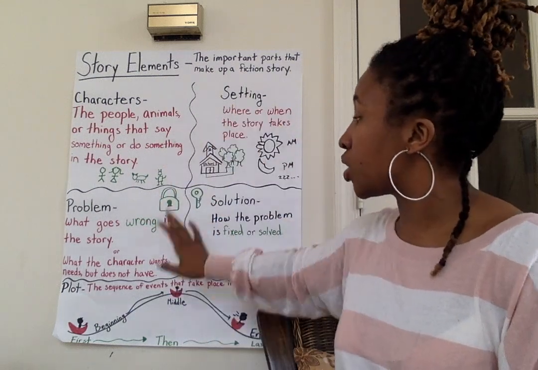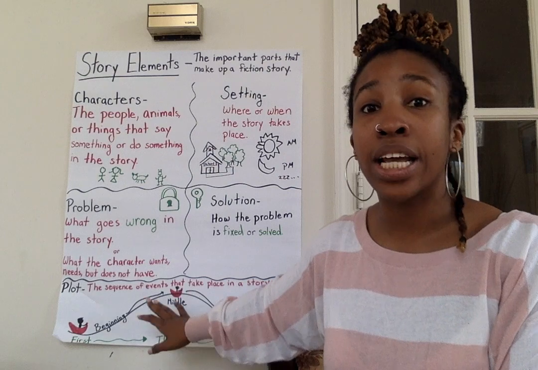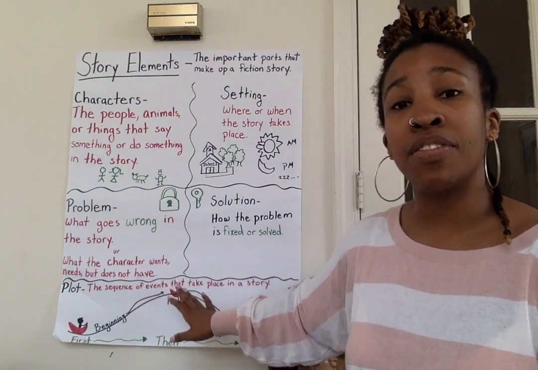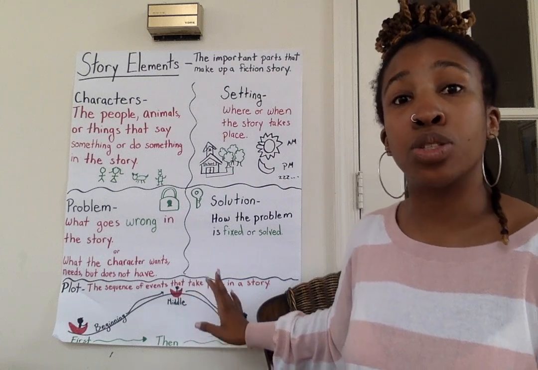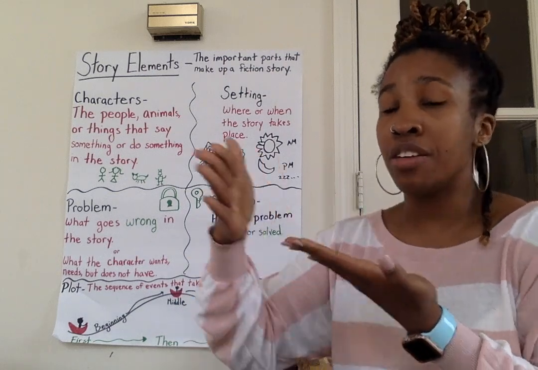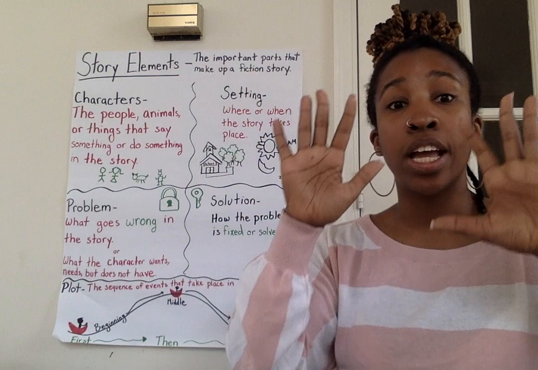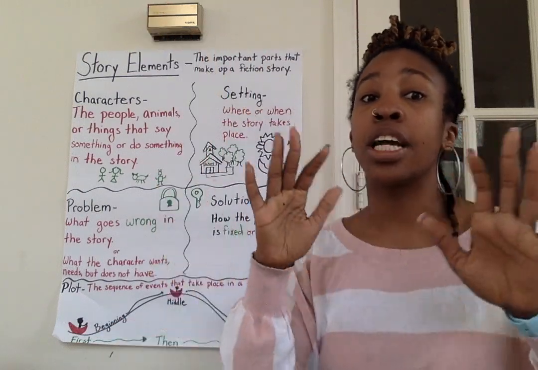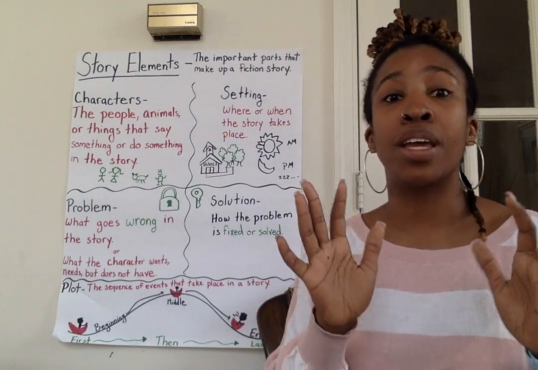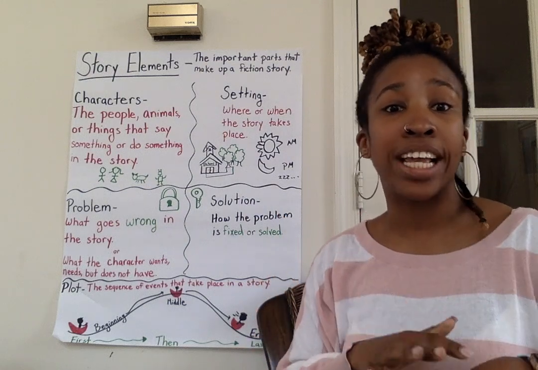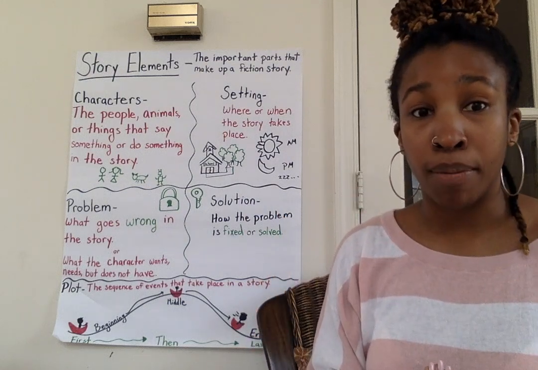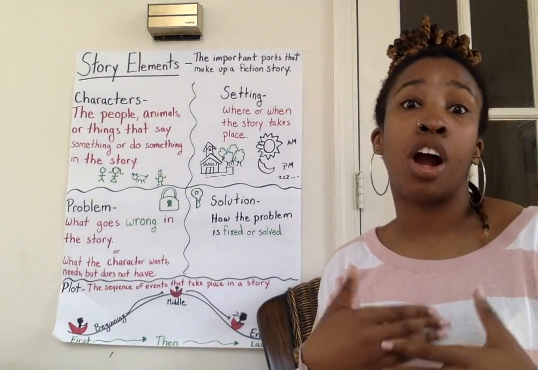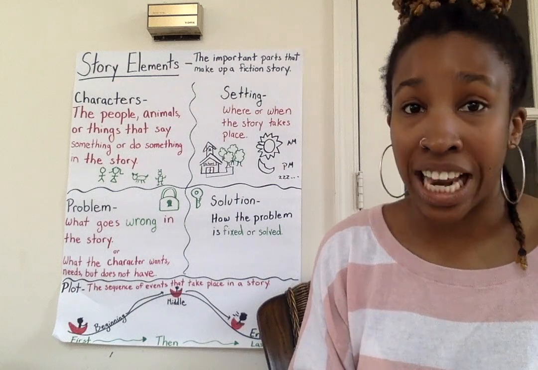The last story element that we're going to talk about is the plot. The plot is the sequence of events that take place in a story. So there are all the events that take place in the story. In the beginning, in the middle, and the end. In the beginning, in our plot, that's where we meet our characters. That's where we get the introduction to the problem. That's where we get our background information. That's where we get our initial or our beginning settings.